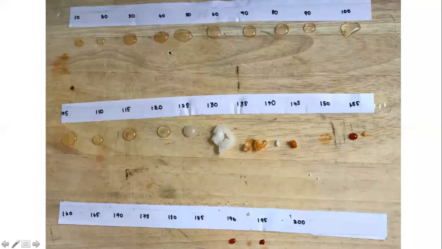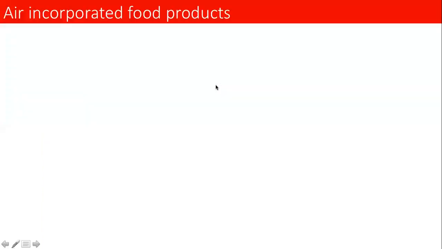Here you can see I just share this slide to summarize the things we discussed last week. You can see with different temperatures its characteristics also change, right? Its color and texture, all these things change.